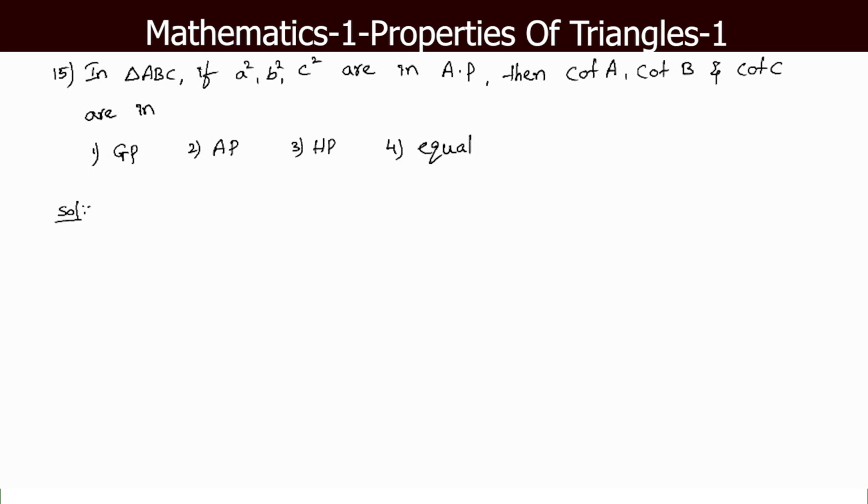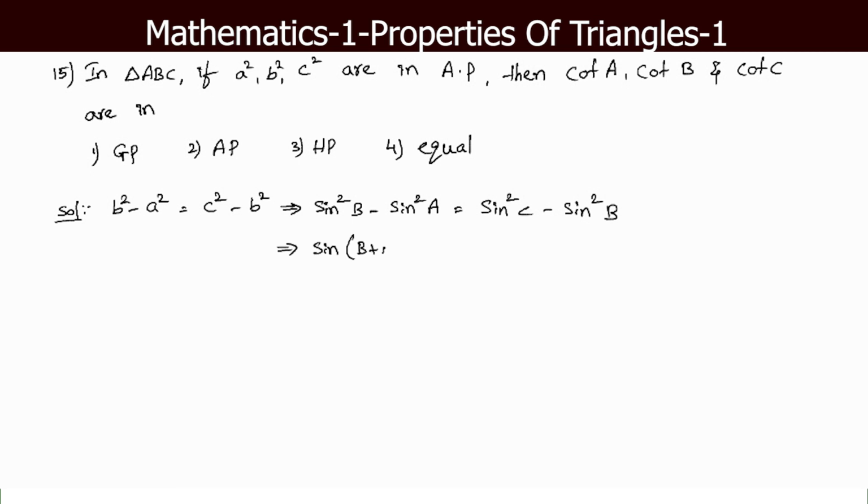So, solution. By hypothesis, you know that b square minus a square is equal to c square minus b square, because a square, b square, c square are in AP. So, this shows that sin square b minus sin square a is equal to sin square c minus sin square b, because a is equal to 2R sin A, b is equal to 2R sin B, c is equal to 2R sin C. Which implies that sin(b plus a) into sin(b minus a) is equal to sin(c plus b) into sin(c minus b). That is a standard formula. You know that in elementary trigonometry, we proved that sin(a plus b) into sin(a minus b) is always sin square a minus sin square b.